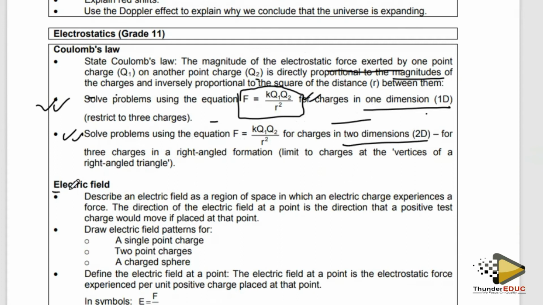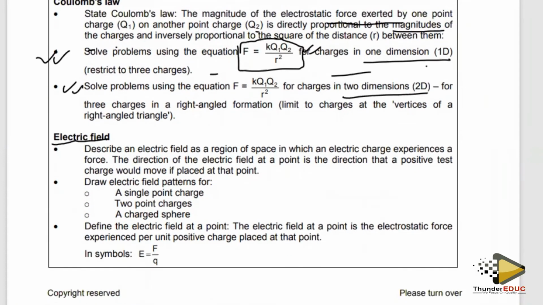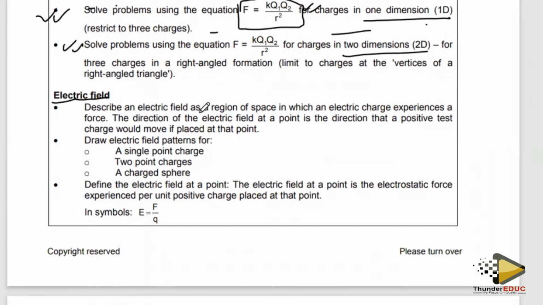And then when we look at, let's say, the electric field, we need to be able to describe an electric field as a region of space in which an electric charge experiences force. The direction of the field at a point is the direction of the force on a positive test charge. Okay, we need to be able to draw the field patterns for a single point charge. What if there are 2 point charges? What if they are charged spheres? Then we need to define electric field at a point as the electrostatic force experienced per unit positive charge placed at that point. We saw that.